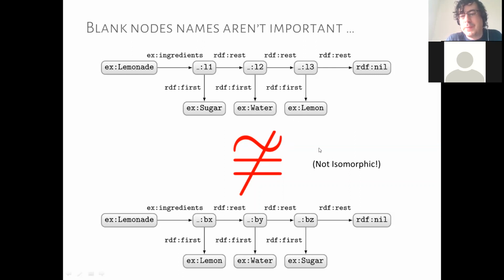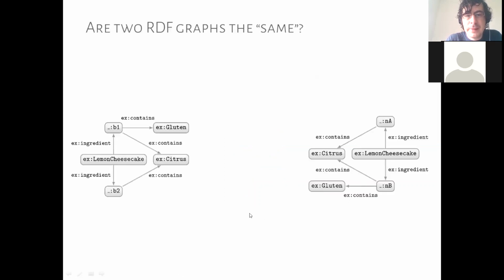So this graph would not be isomorphic, for example. Okay, so the question then of, are two RDF graphs the same in some sense? There's a couple of ways in which we can define whether they are the same, but one of the most common ones is to use isomorphism, which essentially just disregards the particular labeling of blank nodes. So these two graphs are isomorphic.